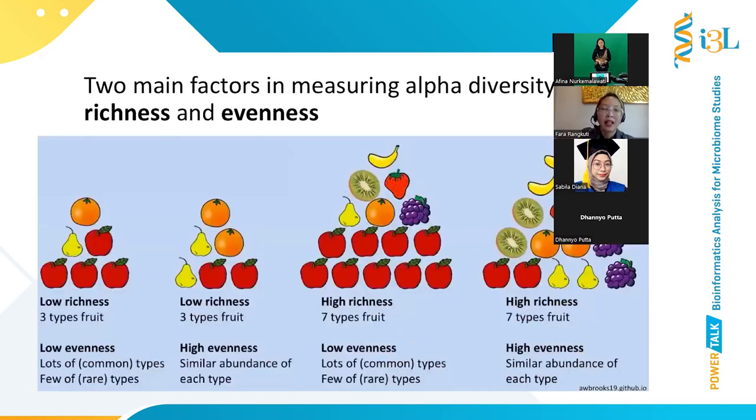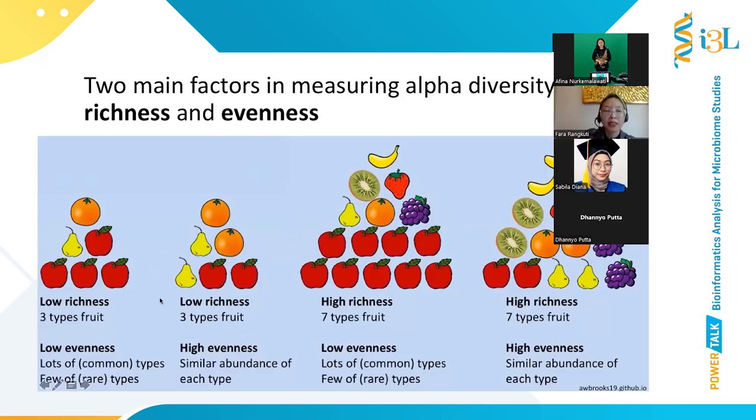And we have two main factors here in measuring alpha diversity. There is richness, and there is another concept called evenness. For example, I'll give you some examples. This community of fruits has low richness compared to the other two on the right side. Why? Because this one only has three types of fruit, and the other two have two types, right? So this one has lower richness than the other one.